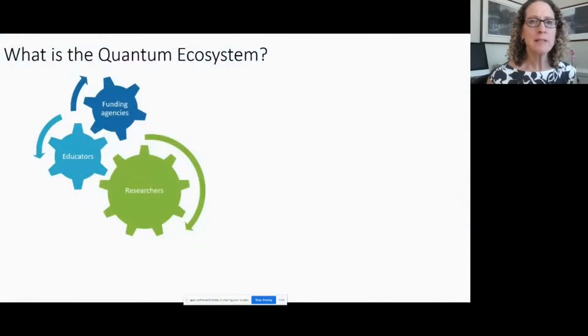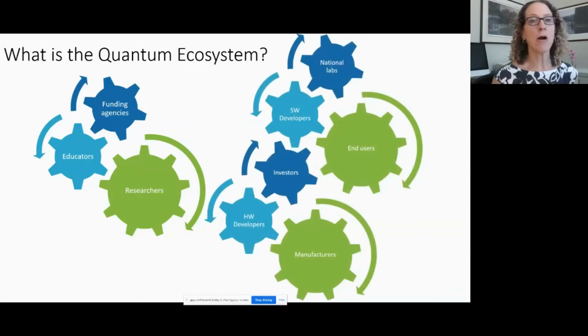So what is the quantum ecosystem? I put together a graphic that just illustrates all the different parts of what I think of as the quantum ecosystem. And I do focus here initially on the science and engineering and technology pieces. But as this slide shows, there are researchers, there are people who are educating the scientists and engineers, and funding agencies, but there are many more parts of the ecosystem. There are people who are in these national labs around the world.